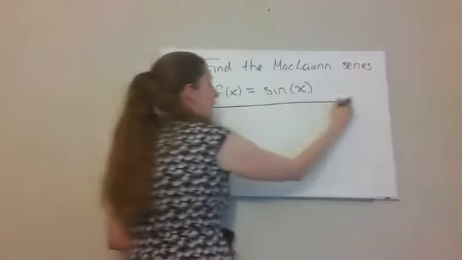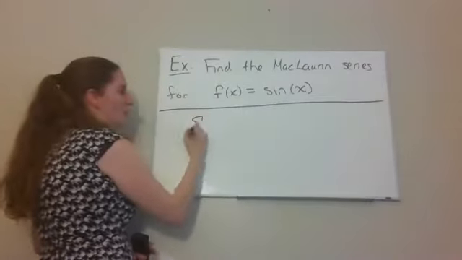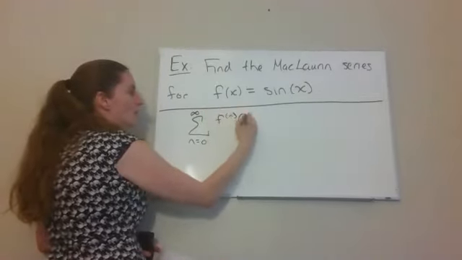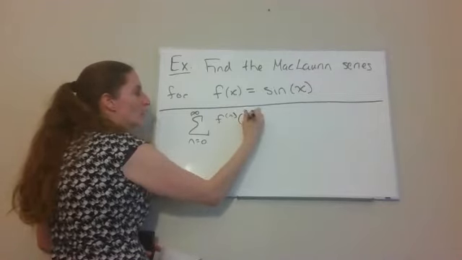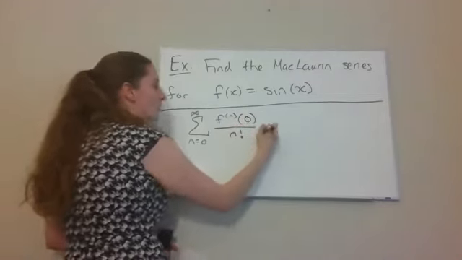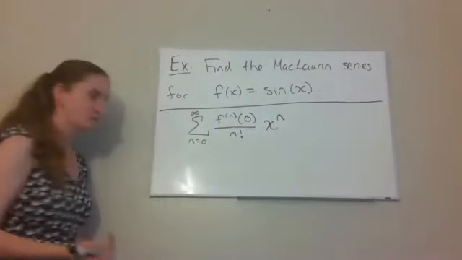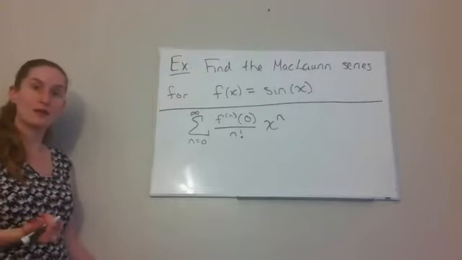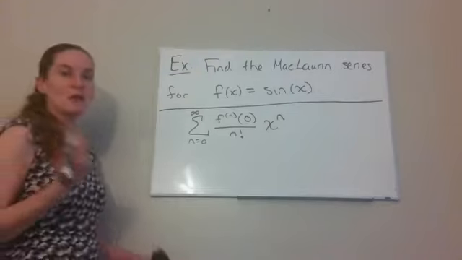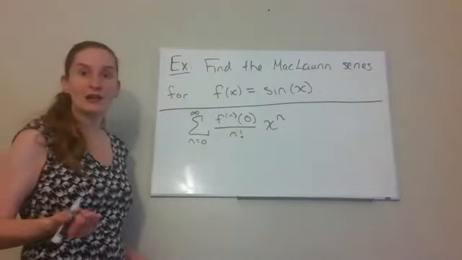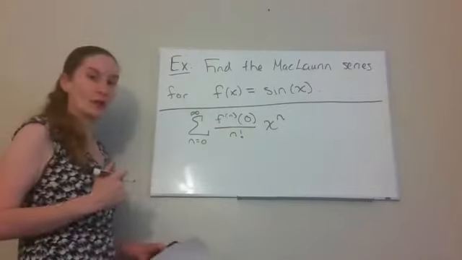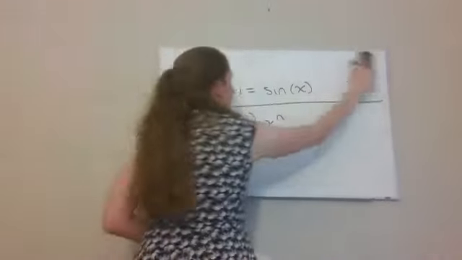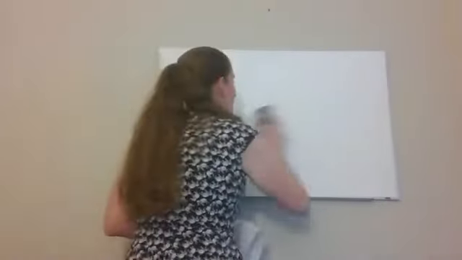So we have to remember that in general, a MacLaurin series looks like a sum from 0 to infinity, nth derivative of our function evaluated at 0 over n factorial times x to the n. So in order to find the MacLaurin series, I need to start by finding a lot of derivatives of my function and evaluate them at 0. We do that until we've discerned some sort of pattern, and then we can use that pattern in this formula to write the MacLaurin series. So let's start by finding a bunch of derivatives of our function and evaluating at 0.